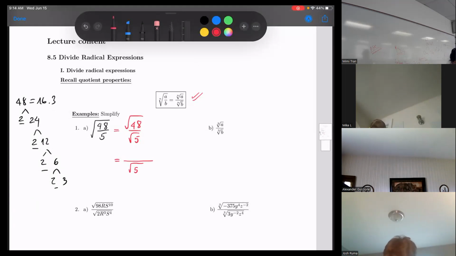So the square root of 16 times the square root of 3. The square root of 16 is 4. So this is old stuff, nothing new. And that's 4 times the square root of 3 over the square root of 5.